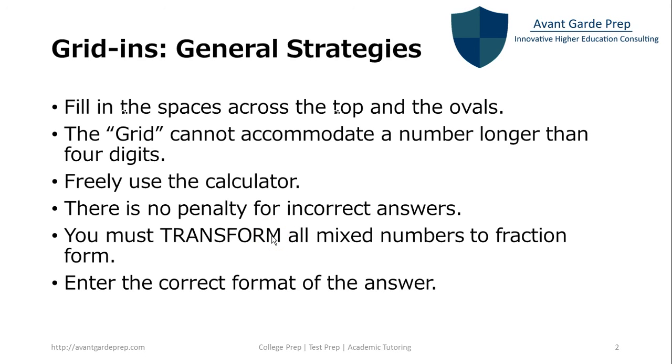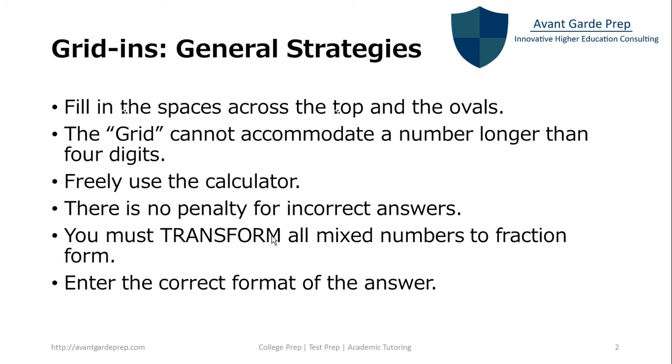When you answer the Gridin problems, make sure not to leave your answer as a mixed number. If you do this, the computer will give you the wrong answer. For instance, if your answer is 4.5 and you try to write it as 4 and 1 over 2, the SAT will actually register this as 41 over 2, which is a much different answer. So make sure that you don't keep any mixed numbers and you change them all to improper fractions.